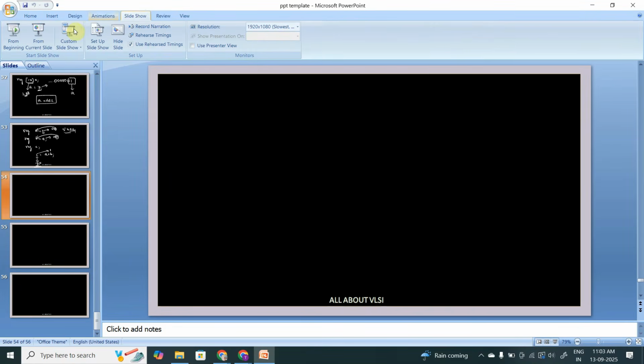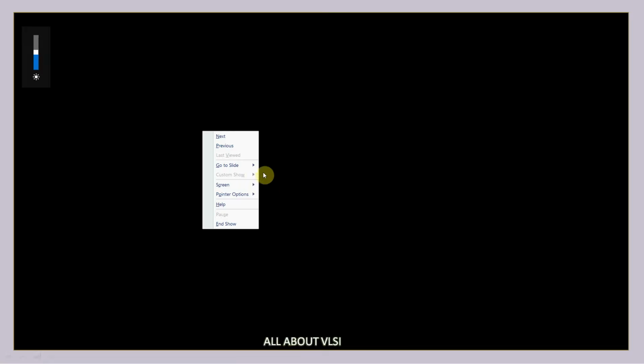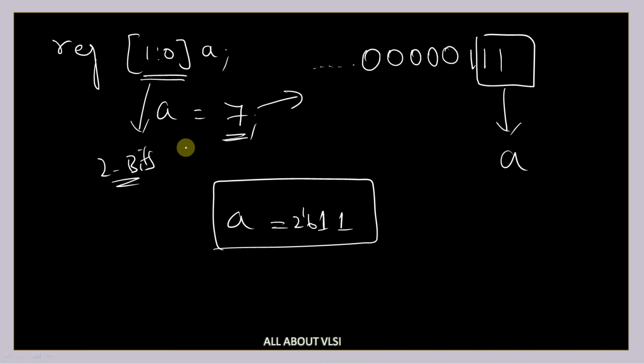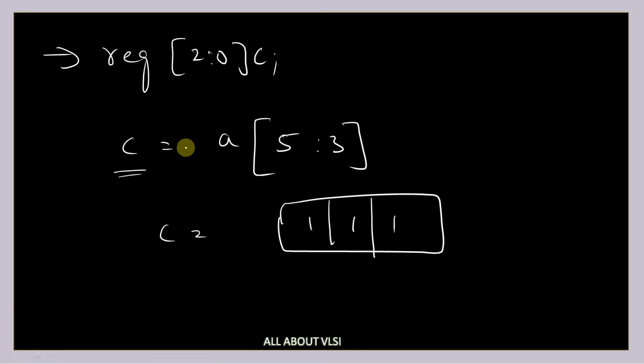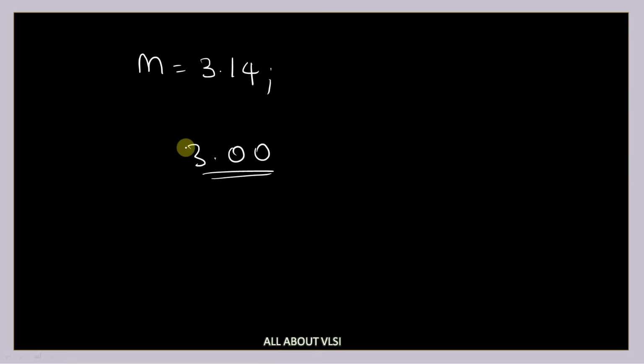So in our previous sessions, we started with the discussion of our modules and the data types. We have started with our discussion of data types. What are the types of data types which we have? Net data type, variable data type, and the size of these data types. What is the width of each data type?